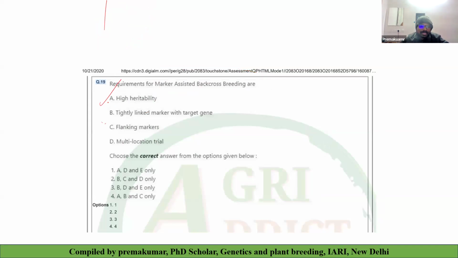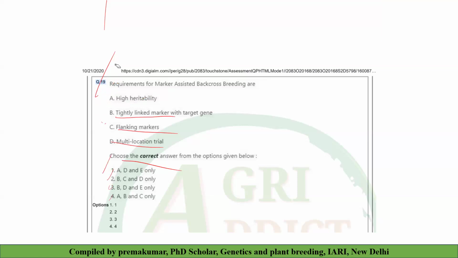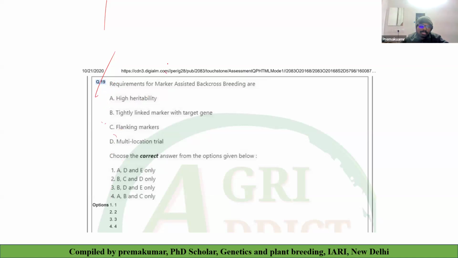Okay. Higher heritability, tightly linked marker with target gene, flanking markers, multi-location trials. What is the major requirement? Choose the correct ones. So many options. Three options are correct, sir. The fourth is out of the options. Fourth option, sir. A, B, C. Yeah, because if you're using markers, no need of going for multi-location trials, because we are doing indirect selection. The marker genotype is similar in all environments.